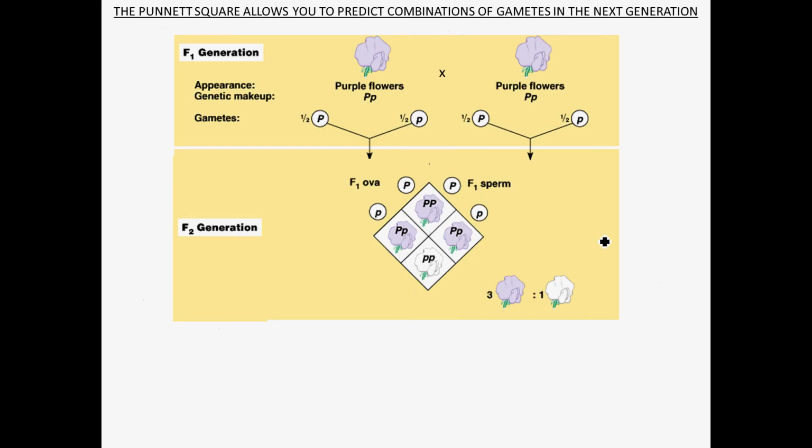Okay, so the Punnett square allows you to predict combinations of gametes in the next generation. So this is what a Punnett square can do for you. It helps you to predict the combinations of gametes, right? That is the result of fertilization. So you can predict the results of fertilization.